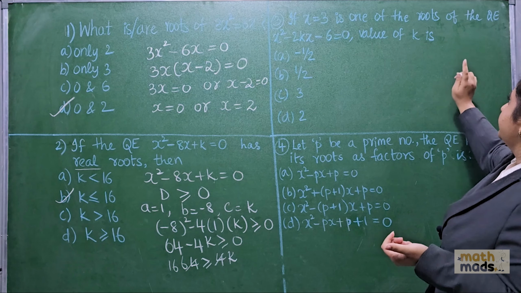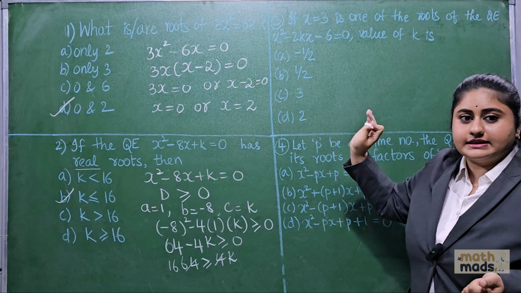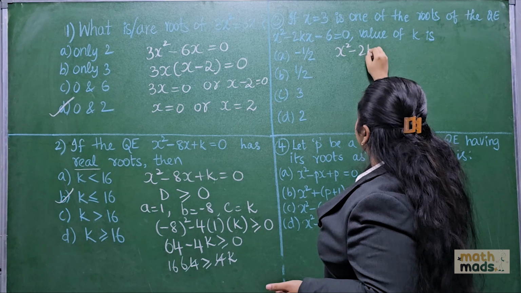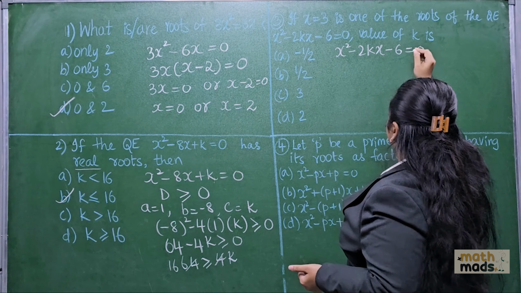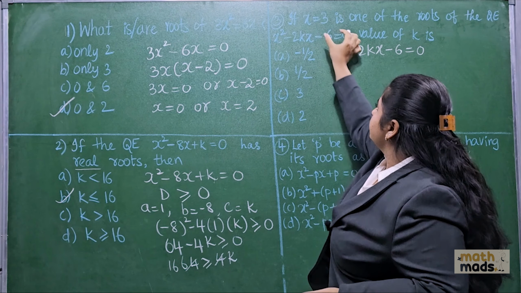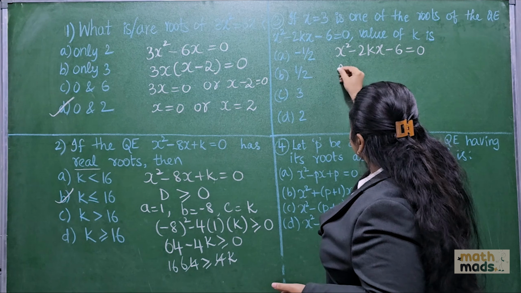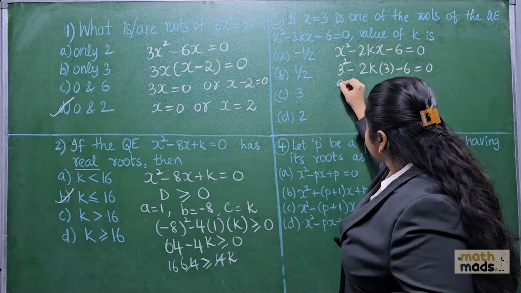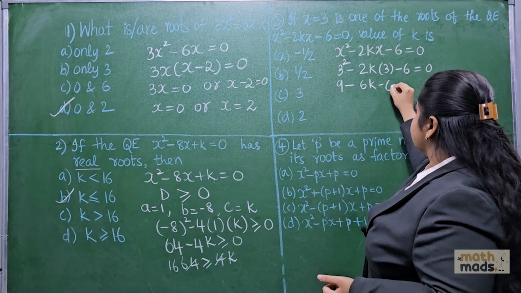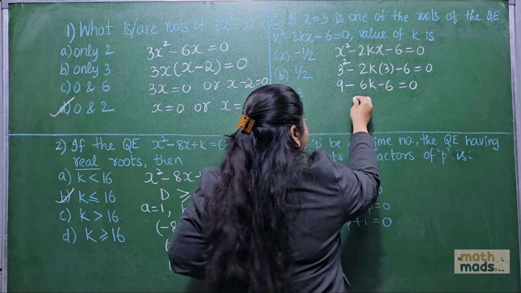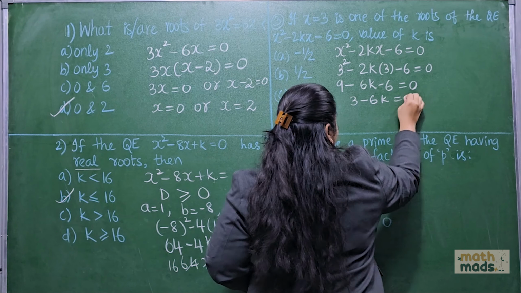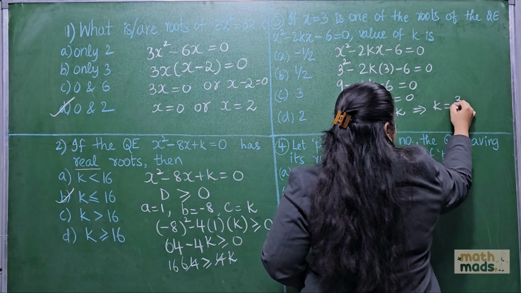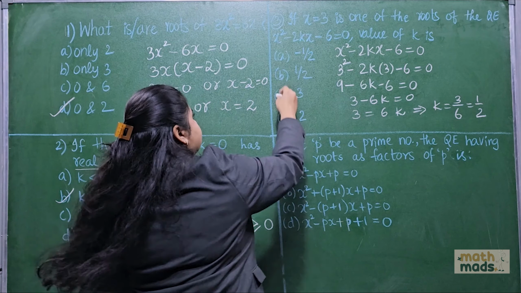If x is equal to 3 is one of the roots of the quadratic equation, then the value of k is. So x is equal to 3 is one of the roots. It's given. So what is the quadratic equation I have? x square minus 2kx minus 6 is equal to 0. Since it's already a root, just substitute x is equal to 3 in the given quadratic equation. So what happens? 3 square minus 2k into 3 minus 6 is equal to 0. 3 square is 9, minus 6k minus 6 is equal to 0. On further simplification, what do you get? 3 minus 6k is equal to 0. 3 is equal to 6k. So value of k will be equal to 3 by 6 or 1 by 2. So k is equal to 1 by 2.